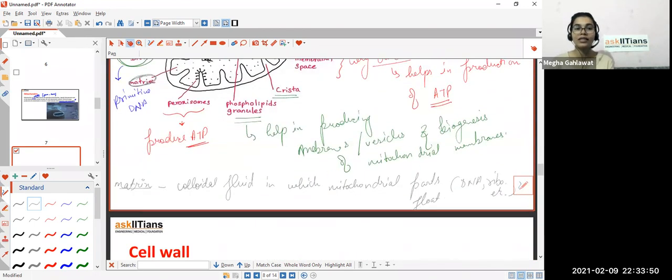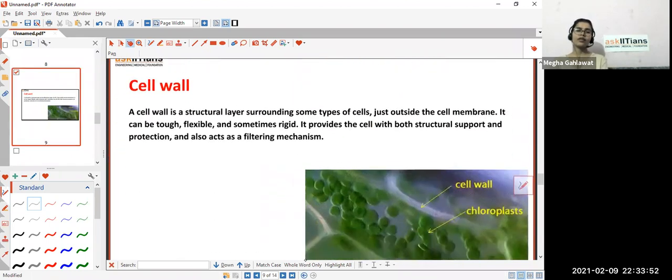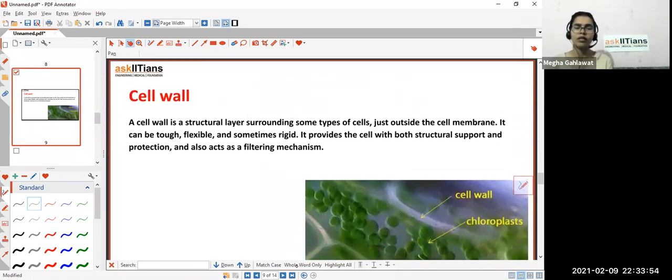Next we have the cell wall. Now you must have wondered, ma'am, we studied about the cell membrane, we studied everything. Why are we studying the cell wall right now? I'll tell you why. Because the cell wall is just as important as the rest of the organelles. Okay. Also, the cell wall is present in plant cells and most bacteria and a few microorganisms, but not all. Okay.